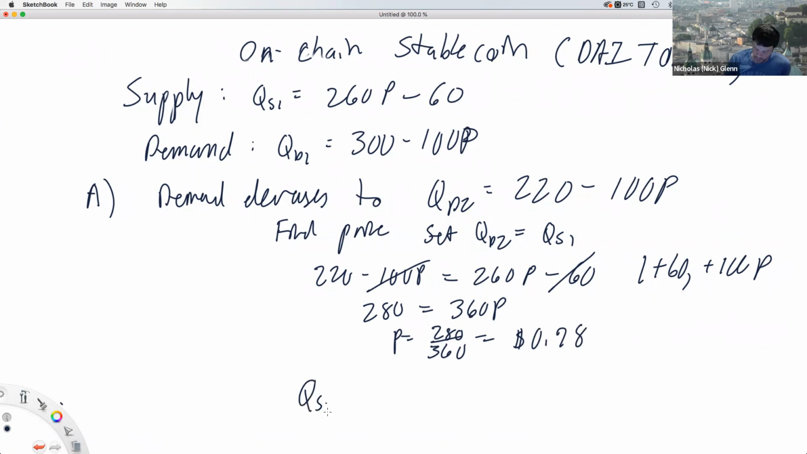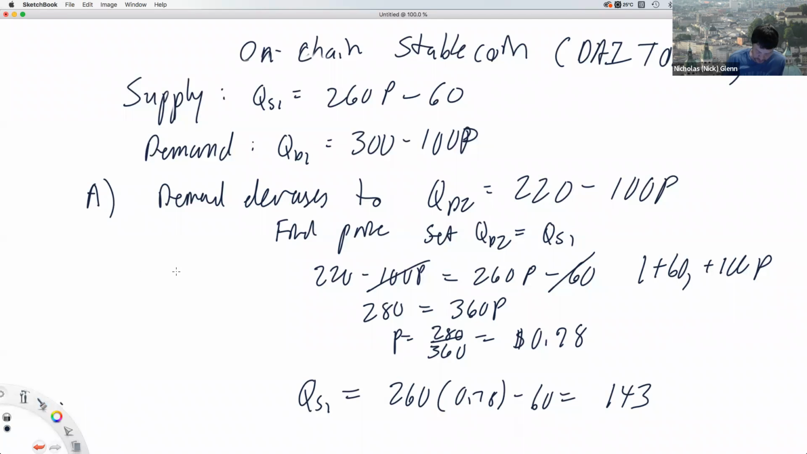What's the quantity? We can plug that into the supply equation: 260 times the price of 78 cents, minus 60. That's going to give us 143. So demand decreases, which means people aren't wanting to buy these tokens as much. So the price drops for people who want to sell them. The price falls to 78 cents, below the peg, and the equilibrium quantity drops to 143. Okay, and we'll go to our next part.